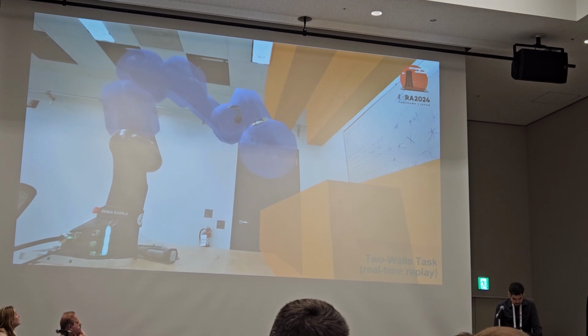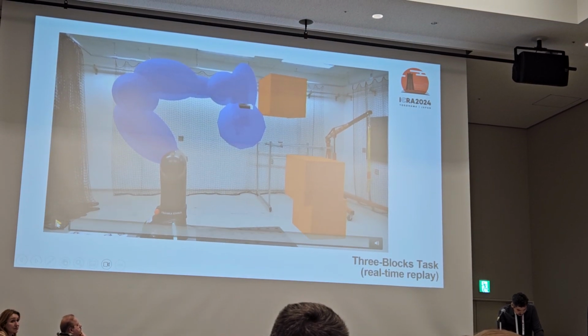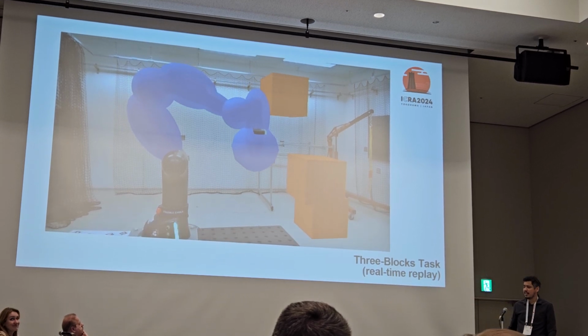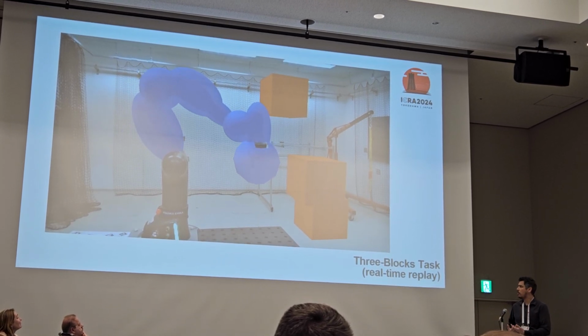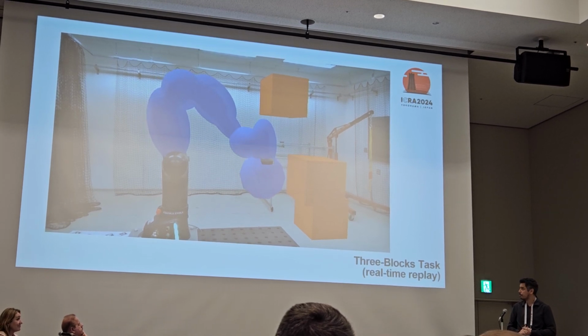There's another one as well, which is similar, but this time you have three cubes, and again, the task is to reach a target pose while avoiding collision with the environment, and it was successful in doing so.